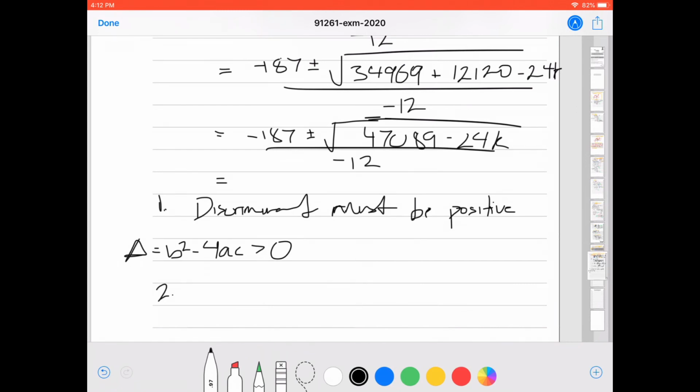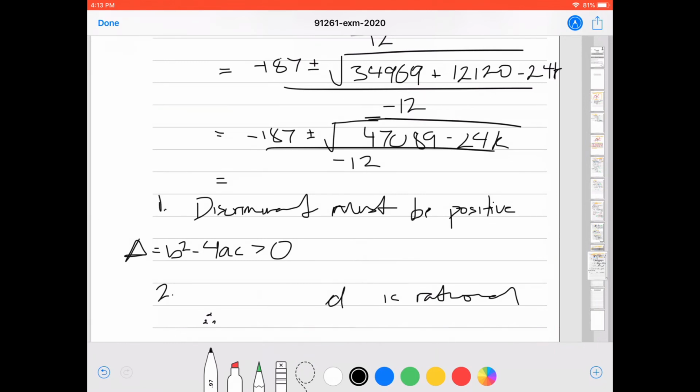Now, condition 2, the marking schedule says D is rational, so 47089 minus 24k must be a square number. 47089 minus 24k, which is again the discriminant that we're talking about, is rational, and therefore, 47089 minus 24k is not rational. Well, not necessarily. We're saying D is rational.